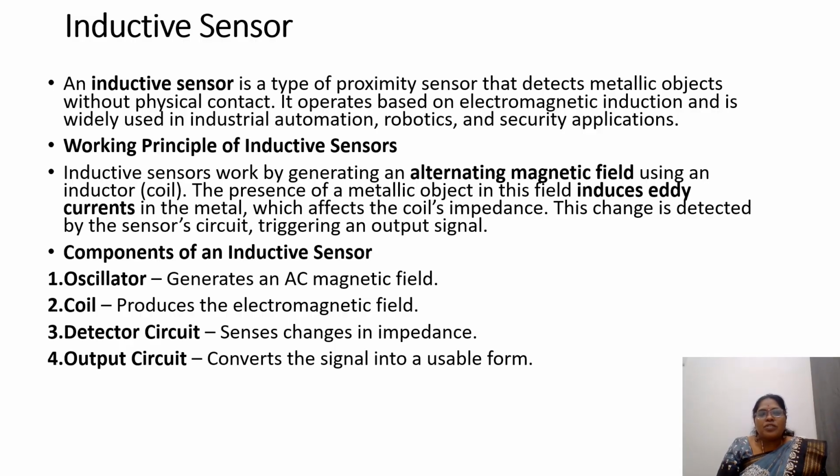These are the components of the inductive sensor. One is the oscillator for generating the AC magnetic field, and a coil that produces the electromagnetic field. You have a detector circuit which is used to sense how much change takes place in the impedance, and then an output circuit, where whatever changes have been sensed will be converted into an electrical signal.